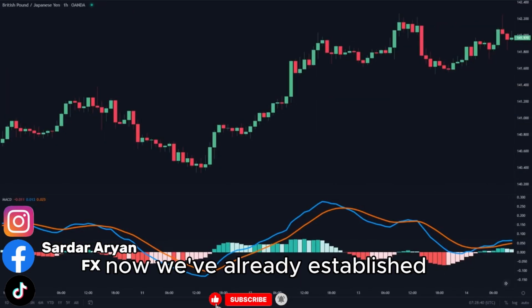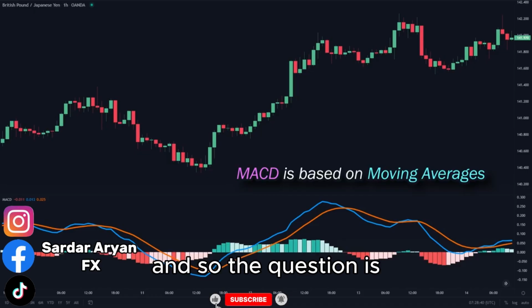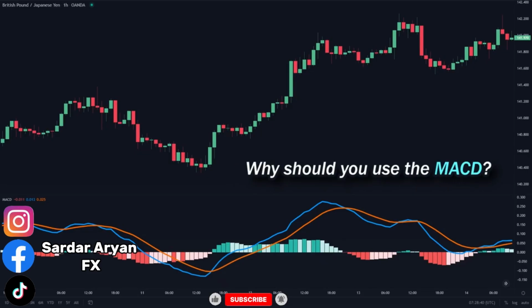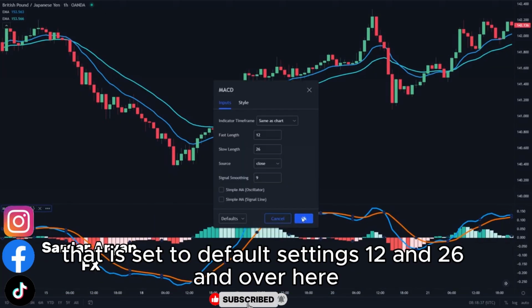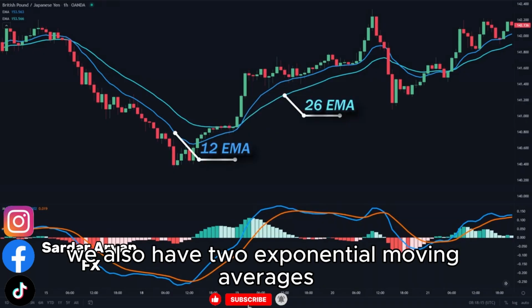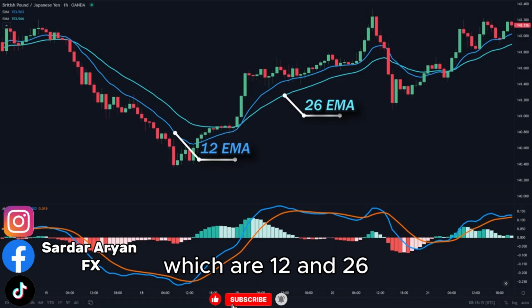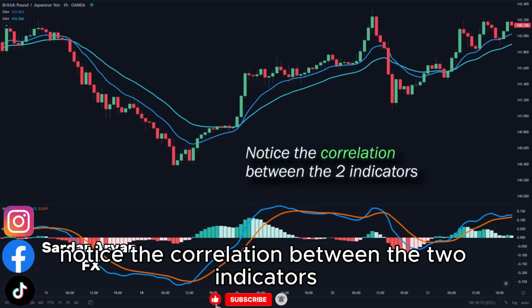Now, we've already established that the MACD is based on moving averages, and so the question is, why should you use the MACD and not the moving average? Well, let me give you a quick comparison. So here we have the MACD set to default settings, 12 and 26. And over here, we also have two exponential moving averages which are set to the same values as the MACD, which are 12 and 26. Notice the correlation between the two indicators.